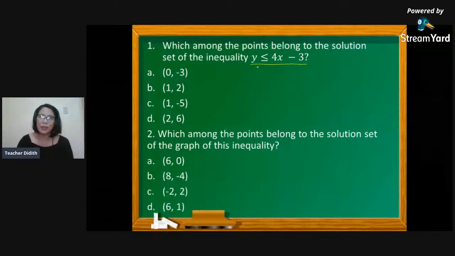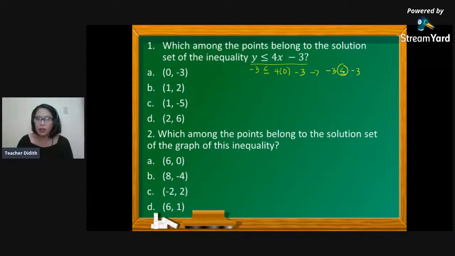So you have y is negative 3, less than or equal to 4 times 0 minus 3. And we have here negative 3 is less than or equal to negative 3. Since the inequality has an equality symbol, we can say that this is the correct answer. But let us check each among the choices here, which could be a possible solution. But in your real examination, there's only one correct answer among the choices.